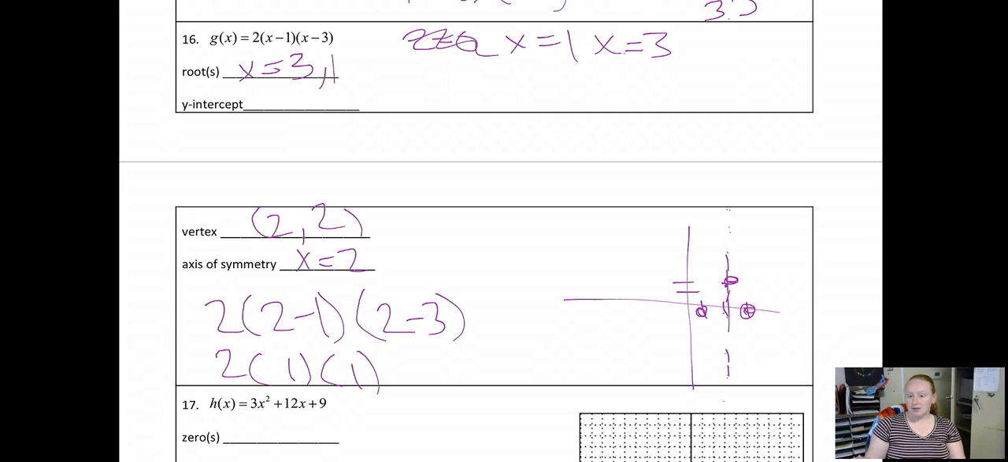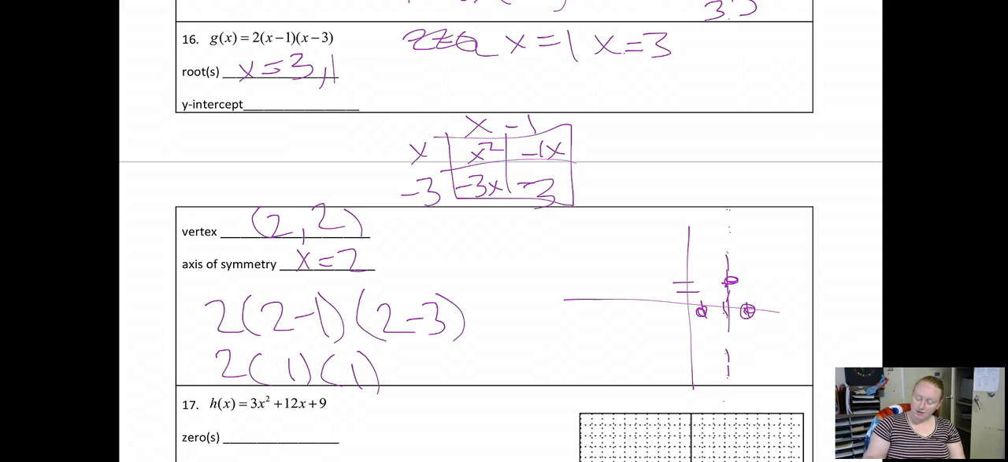I do need to find my y-intercept. That means I need to make a box. I have x minus 1 times x minus 3. I get x squared. I get negative 3x. I get negative 1x. I get positive 3 because I had 2 negatives multiplying. Okay. And here I'm going to take this and make it x squared minus 1x minus 3x plus 3. This gives me x squared minus 4x plus 3.